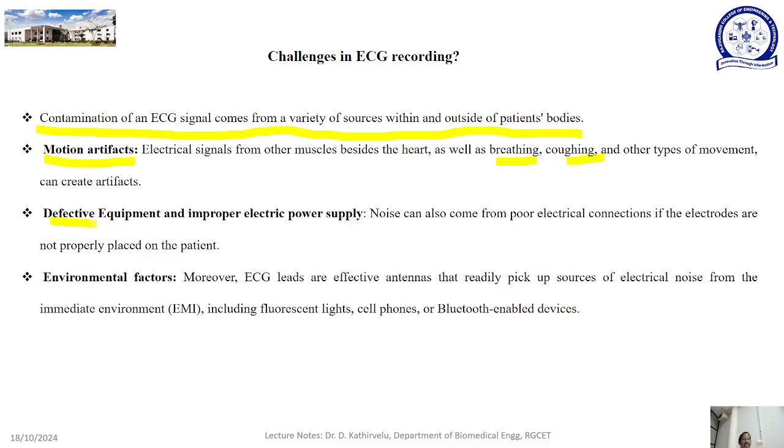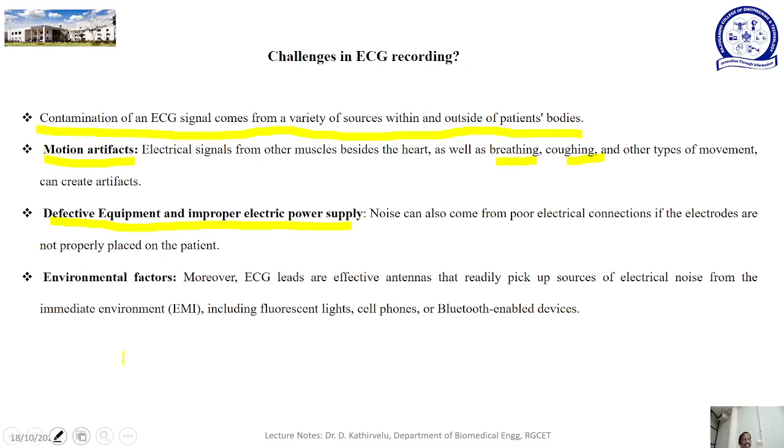The other important thing is defective equipment and improper electrical supply. Noise can also come from poor electrical connections or improperly placed electrodes, where the electrode is not firmly attached to the patient. In those cases also, we will be getting an improper electrical signal, which will yield an ECG signal which is not in its pure form.